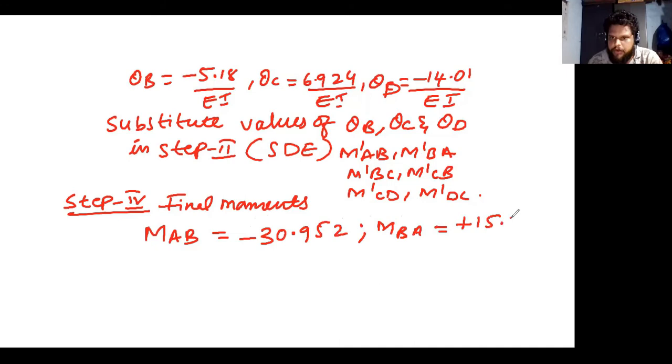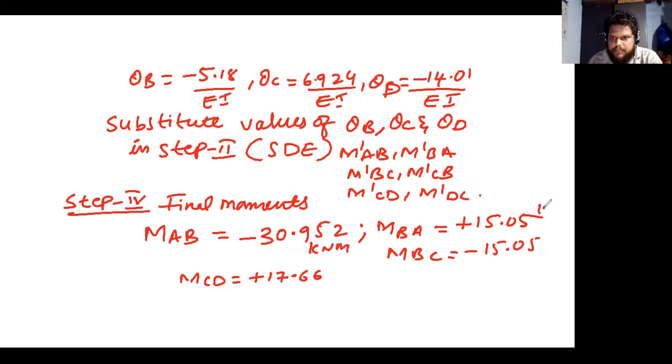And MBA I got as plus 15.048, you can take it as 15.05. Similarly MBC I got 15.08, you take it as 15.05. Next, MCB I got as plus 17.66. See, all these units you should not forget to write. This is kilonewton meter, and this is also kilonewton meter. So this is 17.66 kilonewton meter, and this is MCB. Now this is MCD, which equals minus 17.66 kilonewton meter.